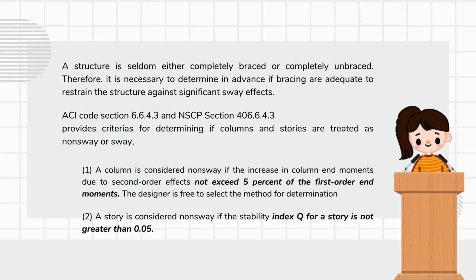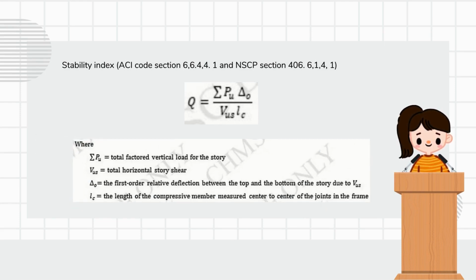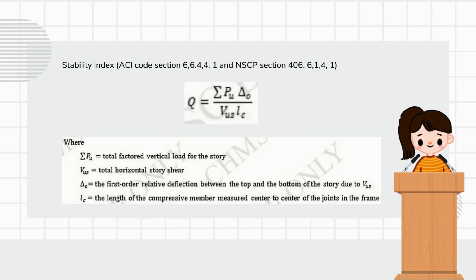Second, a story is considered non-sway if the stability index Q for a story is not greater than 0.05. Stability index Q is equal to summation of PU times delta O all over VUS times LC, where summation of PU is the total factored vertical load for the story, VUS is the total horizontal shear of the story, delta O is the first-order deflection between the top and the bottom of the story due to VUS, and LC is the length of the compression member measured from center to center of the joints in the frame.